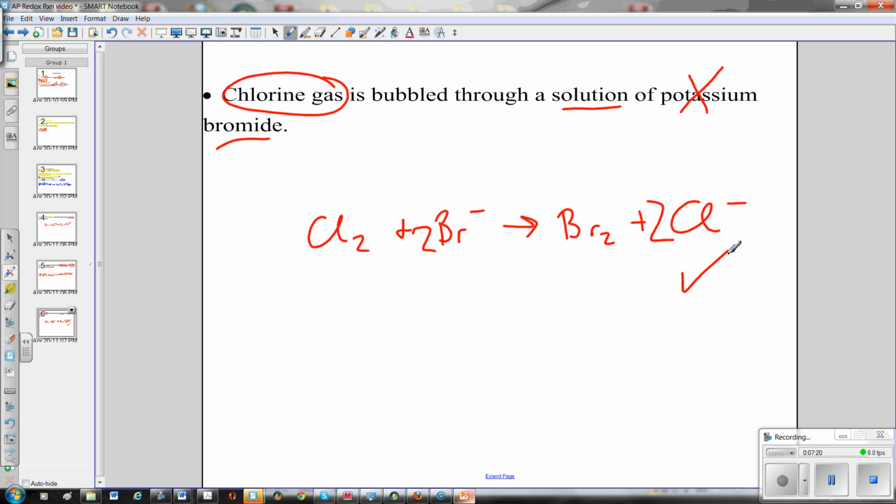Those are redox reactions, AP style. They're very easy. They're very scoreable.